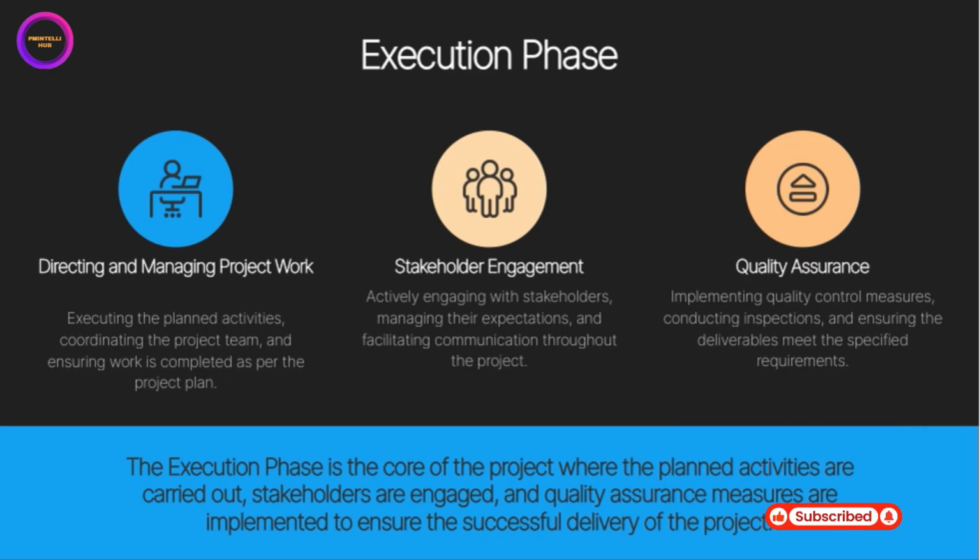Overall, the execution phase is where all the planning and preparation come together. It's about making sure the work gets done effectively, stakeholders stay engaged, and quality is built into every step. When these elements come together, the project is on the path to a successful delivery.